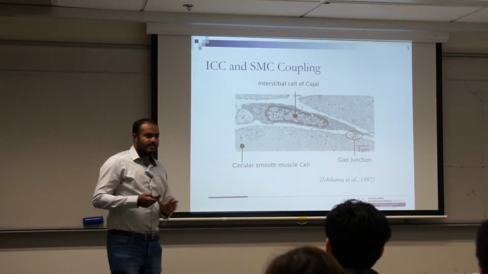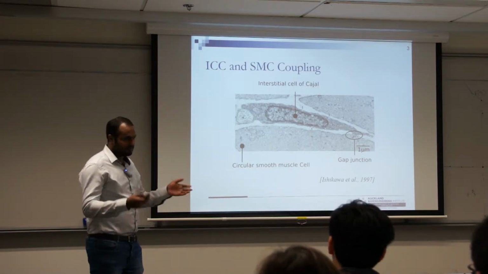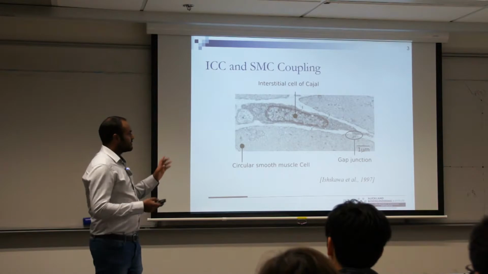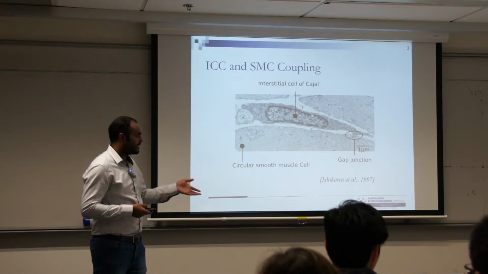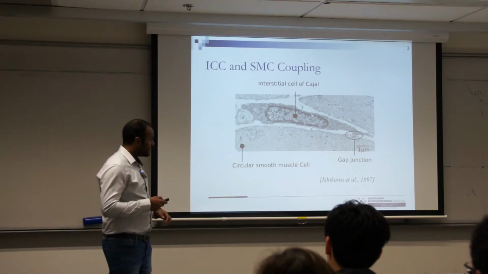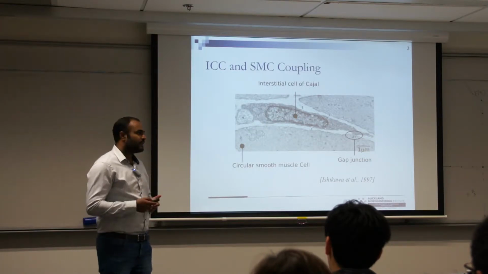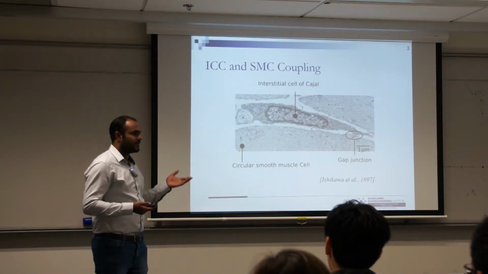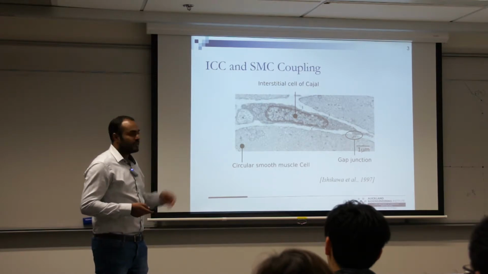How do the ICCs and smooth muscle cells live inside the gastrointestinal tract? Actually, they are connected through gap junctions. This is from a 1997 paper by Ishikawa et al. The interstitial cells of Cajal are marked here, and this is the gap junction between the smooth muscle cell and the ICC. It is possible that there is also field coupling, whereby an electrical field can initiate activity in the smooth muscle cell, or other processes as well. But this is not yet an agreed matter.